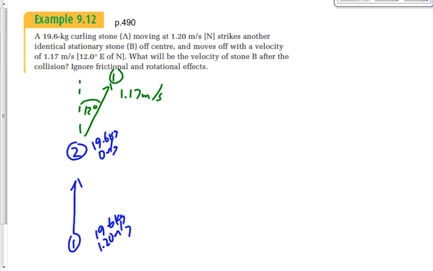Where do you think the second rock is going to go here? This way, right? Intuitively, you know that. Even if you're not a curler, you know that if you want to make curling rock 2 go to the left, you're going to hit it off center to the right. Same as playing pool, right, or billiards. Okay, we want to find out this.